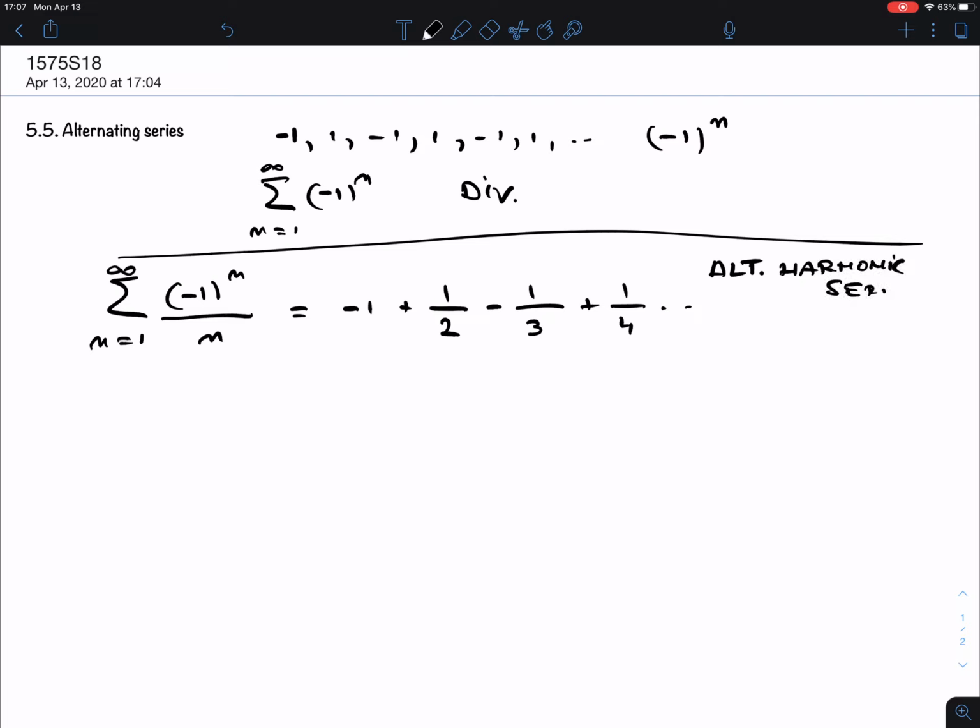Now the harmonic series, what do we know about that? Well, we know it's divergent. One way to see that is because it's a p-series with p equal to 1. What about this one? Well, here is now the criterion that we're going to consider, and this is the alternating series test.